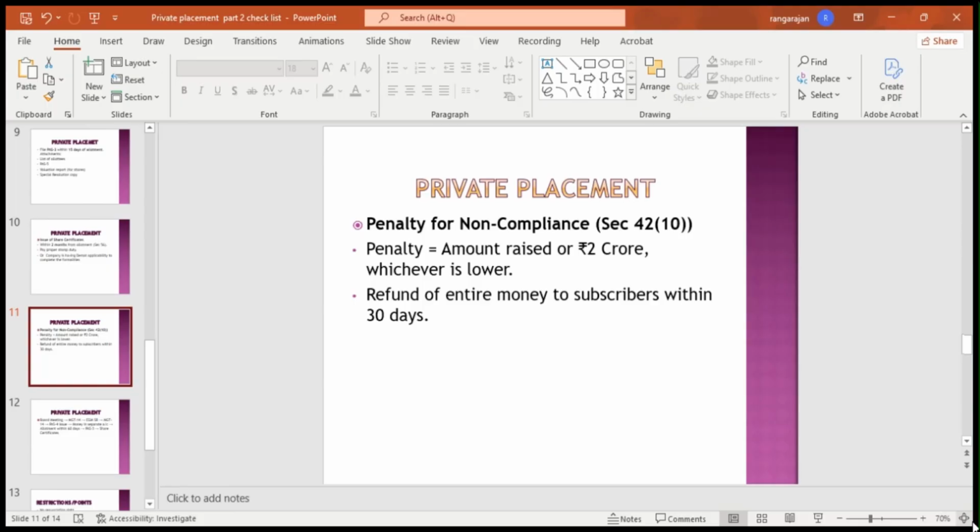Private placements, penalty for non-compliance under section 42: the amount raised or 2 crore, whichever is lower, plus refund of the entire money to the subscriber within 30 days. These are the penalties for non-compliance of the section, in case the private placement has not been complied with properly by the company.